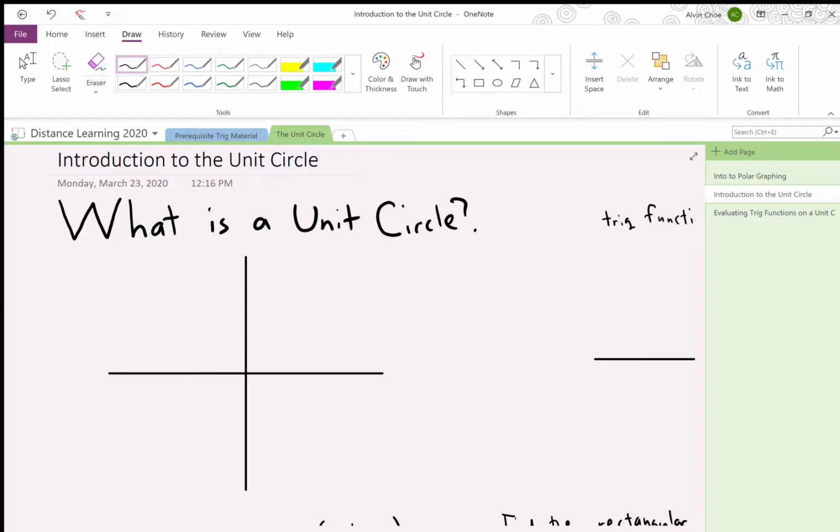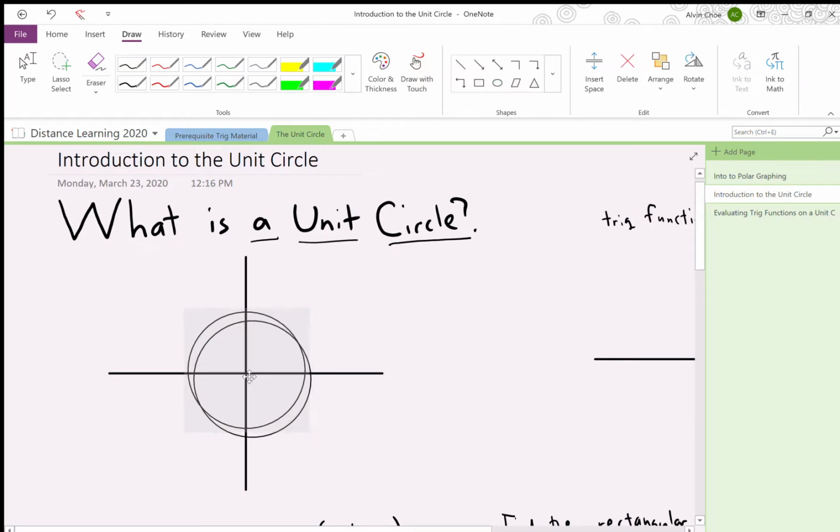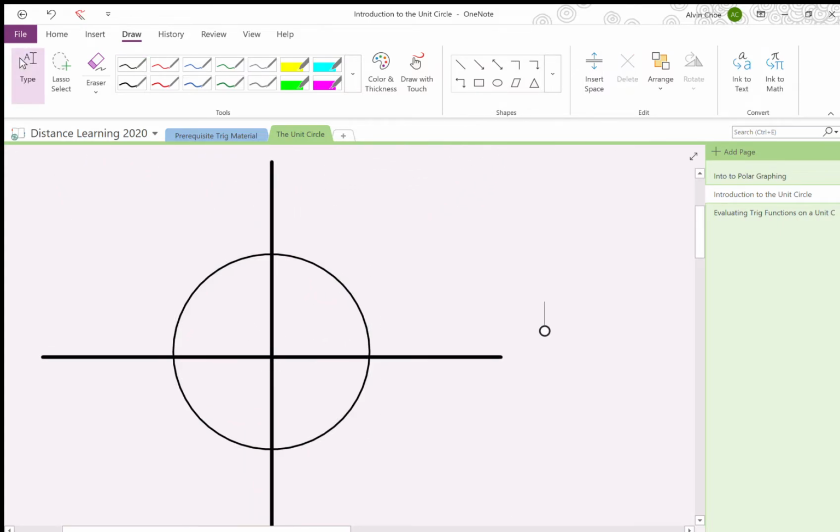What is a unit circle? A unit circle is a circle that has a radius of 1 unit. Remember, we're talking about polar graphing here. And with polar graphing, it's like chess and checkers where you have different rules along the same kind of board.